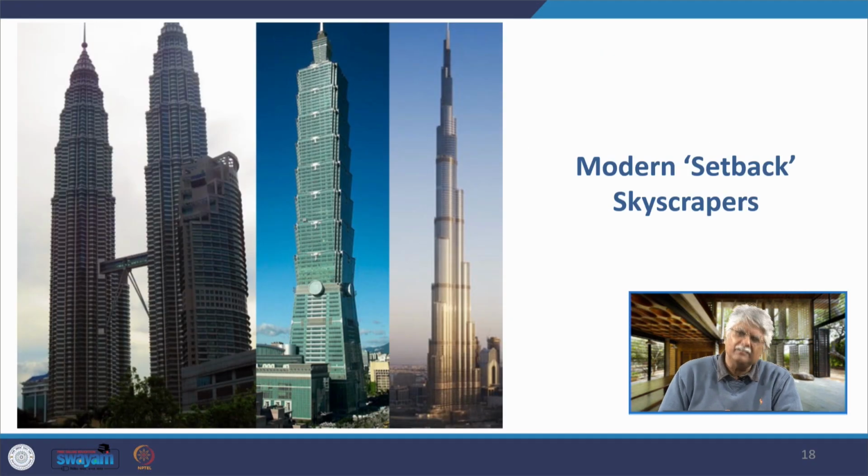And we also have modern setback skyscrapers. The same principle is observed in the Petronas Tower in Kuala Lumpur, the Taipei 101 in Taipei, or the Burj Khalifa in Dubai. Of course, the reason for these setbacks has got nothing to do with light not penetrating at the street level. It's more to do with the structure of the building. In order to erect these three of the tallest buildings of our times, this kind of structural system was evolved, and in a slightly later presentation, I will be touching upon the structural systems of these buildings.